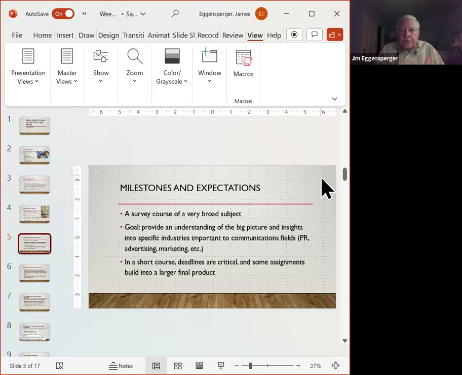We'll talk about the mergers and acquisitions and break aparts, and the new companies that pop up and the new companies that try and fail. And I would just say, in a short course like this, 7 weeks, deadlines are essential. And as we move along, you'll see that a number of your assignments will build into a larger long-term project, your major paper project.